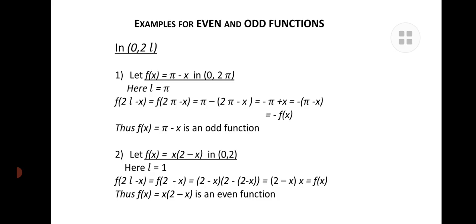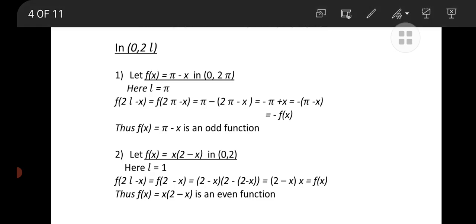In the case of f of x is equal to x into 2 minus x in the interval 0 to 2, where L is equal to 1, that is an example for the interval 0 to 2L. f of 2L minus x is equal to f of 2 minus x, which is 2 minus x into bracket 2 minus of 2 minus x. After rearranging these terms, we get x into bracket 2 minus x, which is equal to f of x. Thus f of x is equal to x bracket 2 minus x is an even function.